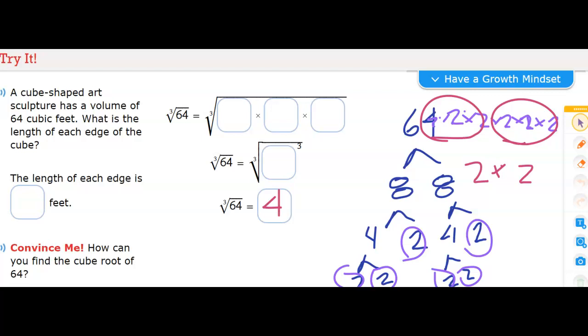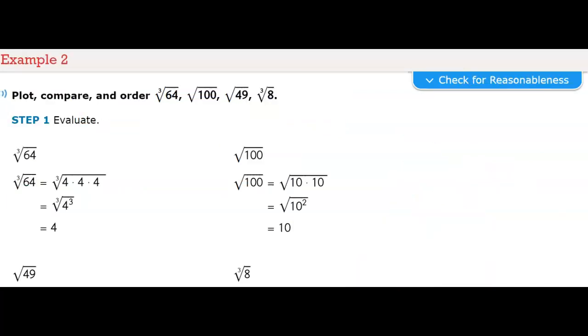Now I'm going to go backwards. Now I would know that 4 cubed would equal 64, which is the same as 4 times 4 times 4. If you want to check yourself, 4 times 4 is 8, and then 8 times 4 is 32. That's what I get for rushing. 4 times 4 is not 8. 4 times 4 is 16, and then 16 times 4 is 64. So 4 is our cube root of 64. So that would be 4 feet.